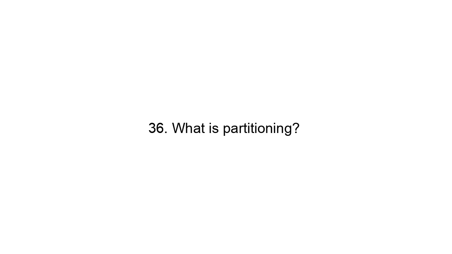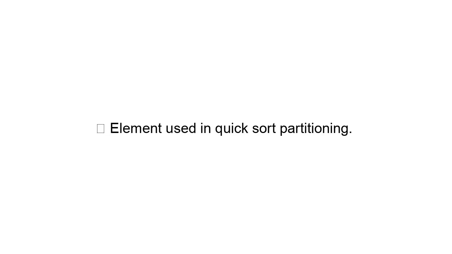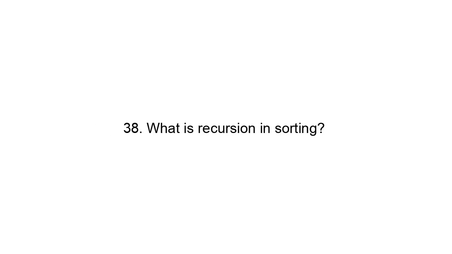36. What is partitioning? Dividing array into parts. 37. What is pivot? Element used in quicksort partitioning. 38. What is recursion in sorting? Function calls itself. 39. What is heap sort? Sorting using heap data structure. 40. Heap sort complexity. O(n log n).